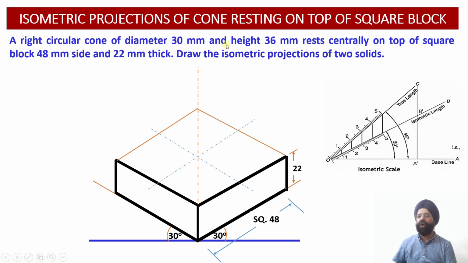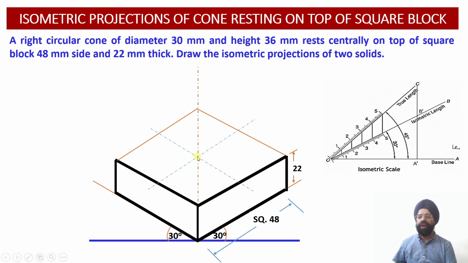location of this cone on top of the square block such that the cone will be resting centrally on top of the square block. So please see, I have evaluated the midpoint of this edge and midpoint of this edge. So the center line has been located. Similarly, I have located the midpoint of this edge and midpoint of this edge. So once these two points are obtained, again a center line has been drawn. So this gives me the central location of the cone.